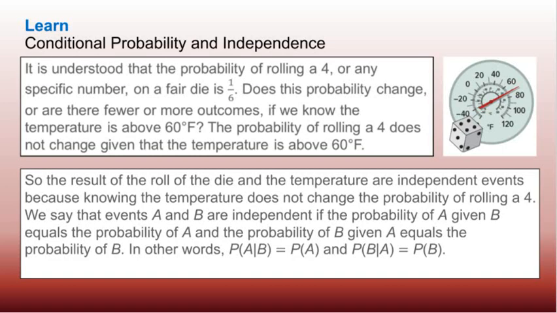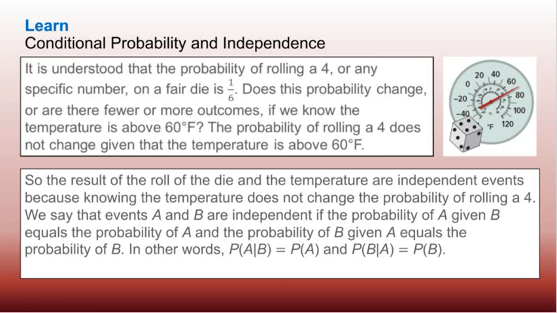So it is understood that the probability of rolling a 4 or any specific number on a fair die is 1 out of 6. Does this probability change, or are there fewer or more outcomes, if we know the temperature is above 60 degrees Fahrenheit? The probability of rolling a 4 does not change given that the temperature is above 60 degrees Fahrenheit. You're just dealing with number cubes and the temperature. One does not affect the other. So the results of the roll of the die and the temperature are independent events because knowing the temperature does not change the probability of rolling a 4.